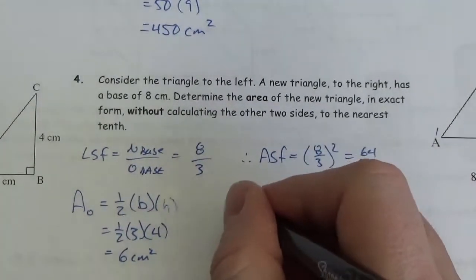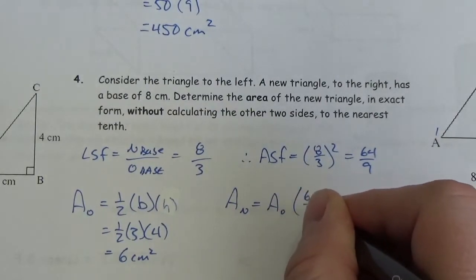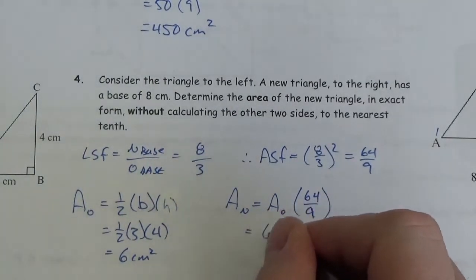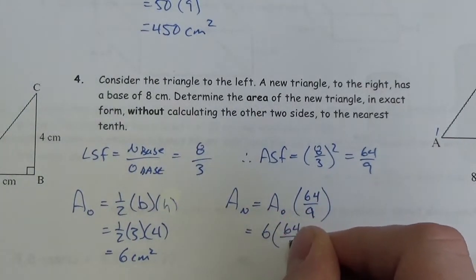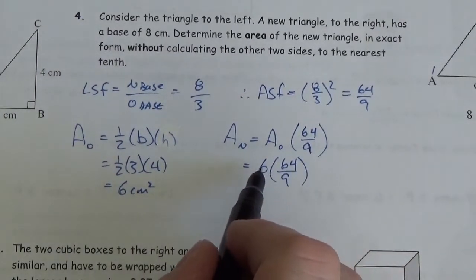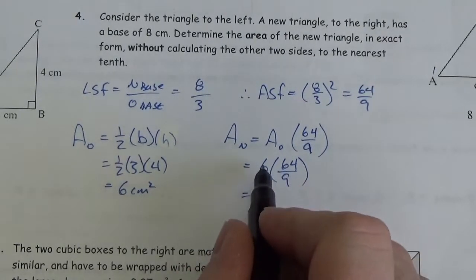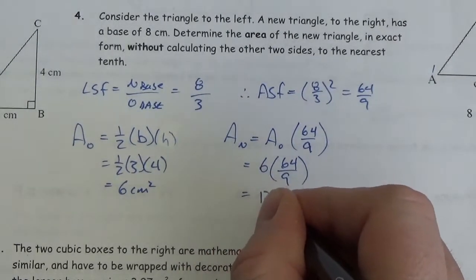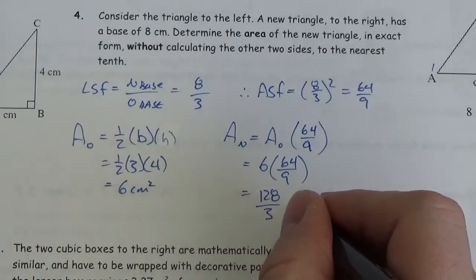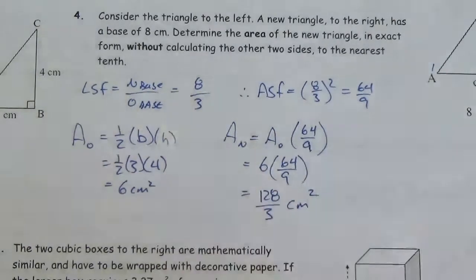So the area of the new one is going to be the area of the old one multiplied by our area scale factor. So 6 multiplied by 64 over 9. Well, there's a factor of 3 that the 9 and the 6 share, so I can cancel that out. But that's going to leave me with 2 times 64. And then there's going to be a 3 left over in the denominator. So 128 over 3 centimeters squared. That will be the area of our new triangle.